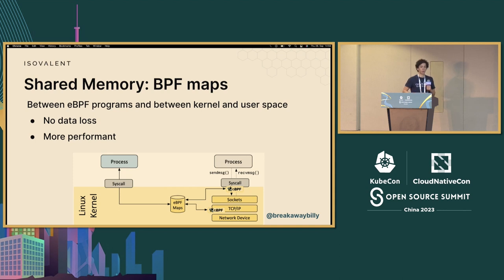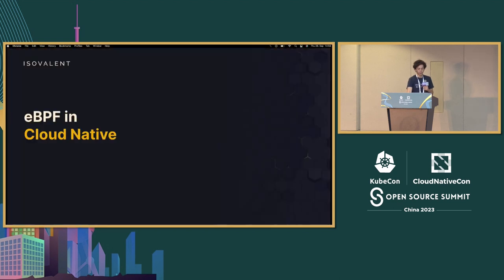So as your eBPF program is running, say, observability and collecting information on events that are happening in the kernel, it can then pass those events into user space for processing, for saving, for whatever you want to do. And the great thing about maps is they aren't losing data and they're more performant too. So that's the extremely brief overview of eBPF. Obviously there's a lot more if you really want to dive into it.